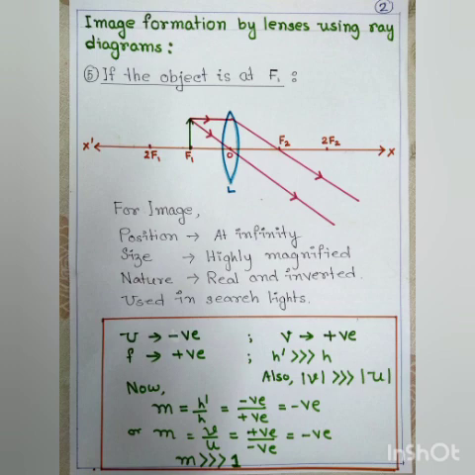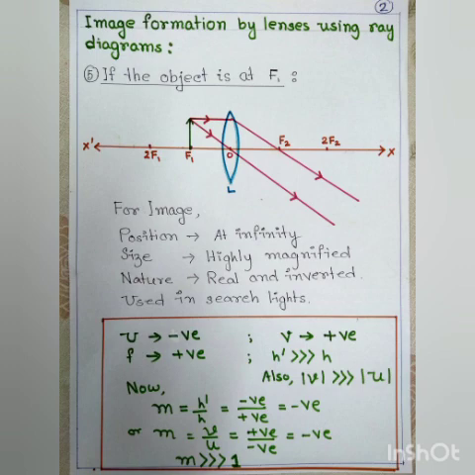Now here, always object distance, which is opposite to the incident ray, that is u, is negative, and image distance v is positive here also, and for a convex lens f is always positive. Now see here, h prime, that is the height of the image, is very much greater than the height of the object. Or if you consider the magnitude of the image distance, that is also very much greater than the magnitude of the object distance.